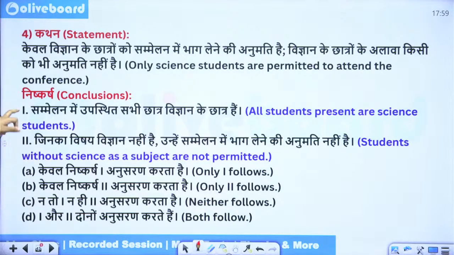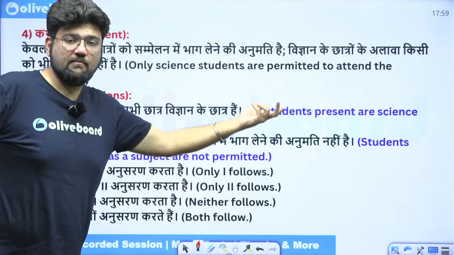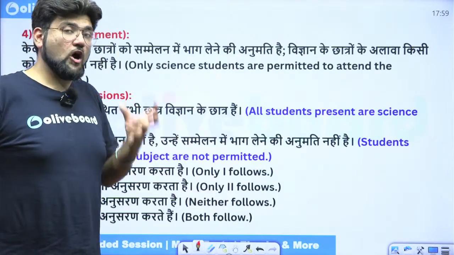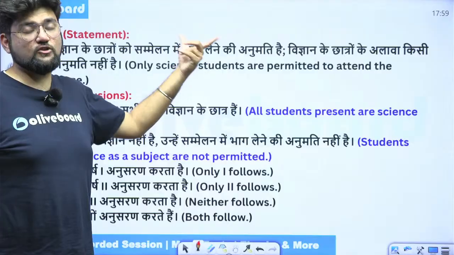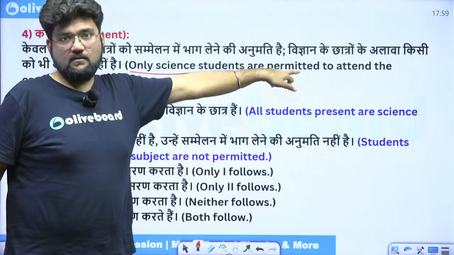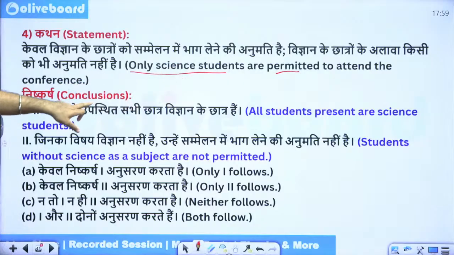Of course. Now some of you will say, what if some geography students came by mistake? The statement. Stick to the statement. Do not think about possibilities here. Stick to what the statement is saying. Statement is clearly saying only science students are permitted. That means nobody else is permitted. That means all students who are present there are only science students.